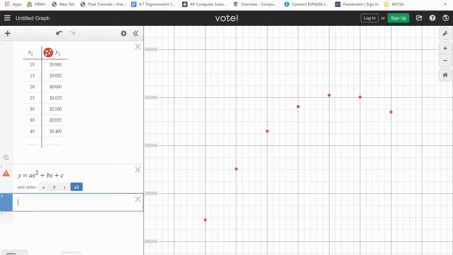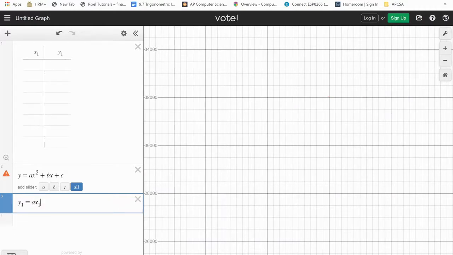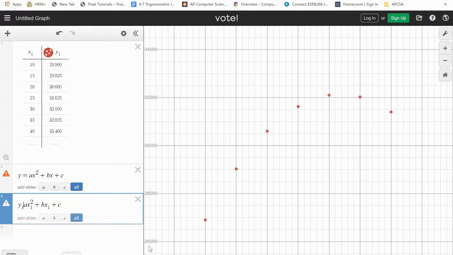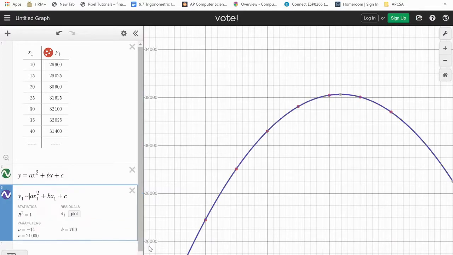And I want to know what a, b, and c are. Now, that's not working exactly for a couple of reasons. First of all, I'm using x and y, but in my table it's x1 and y1. So I'm going to say y1 is equal to ax1 squared plus bx1 plus c. And again, it's not giving me anything. In fact, my table's disappeared now. And the reason for that is to do regression, we can't do equals. We need to say approximately. So I'm going to erase this equal sign, and I'm going to put the approximately sign.